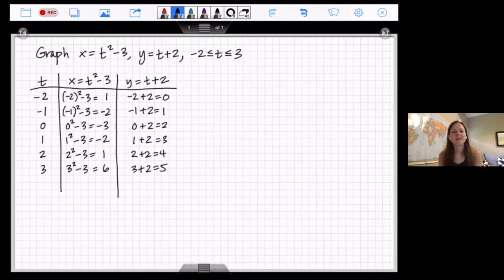Okay, so I've plugged in the values t equals -2 through +3 into both equations for x and y. And again, when we go to graph, we don't pay any attention to what the t value is. We're just going to look at the x and y. So this table gives us a list of ordered pairs to plot. So I'm going to take the x coordinate of 1, y coordinate of 0. My x coordinate was 2, y coordinate 1.